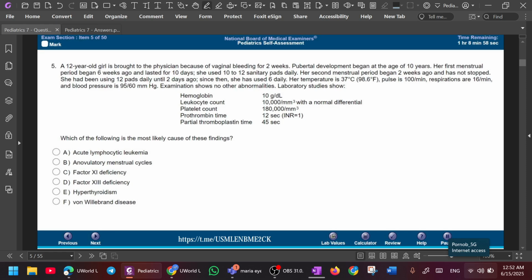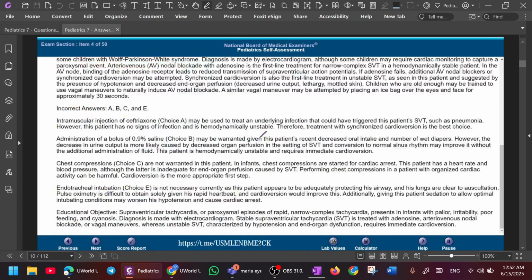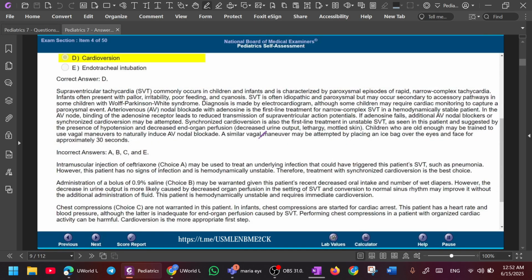Okay, SVT commonly occurs in children. I already read that one. Infants often present with pallor, irritability, poor feeding, cyanosis. SVT is often idiopathic and paroxysmal, and may occur secondary to Wolff-Parkinson-White syndrome. Diagnosis is made by electrocardiogram, although some children may require cardiac monitoring to capture a paroxysmal event.